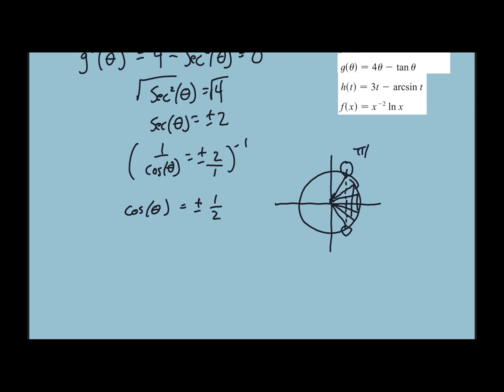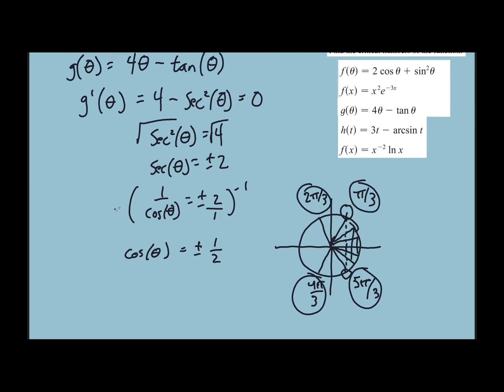That's going to be pi over 3. And you could write it as negative pi over 3. I prefer to write it as 5 pi over 3. And then how about negative 1/2 on this side? Well, that's going to be, I'm going to say it's 2 pi over 3 there, and 4 pi over 3 here. So we get 4 critical numbers for this answer, where this is going to be true.